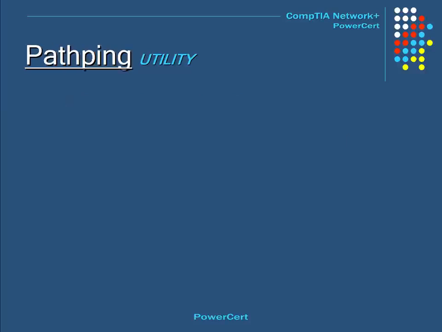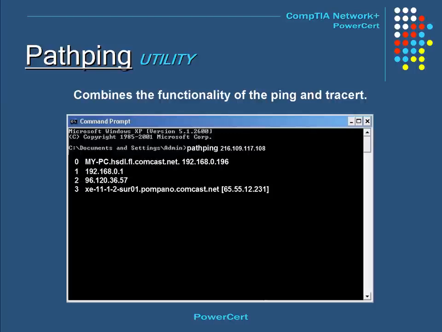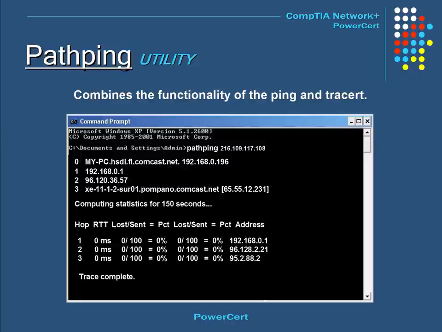And PathPing is another Windows network utility that combines the functionality of ping and traceRT. So at a command prompt, just type in pathping and then the IP address or the domain name, and then press enter. And the pathping output shows the details of the path a data packet takes between 2 devices, and it also gives ping-like statistics for each device that the data packet takes on its way to its destination.